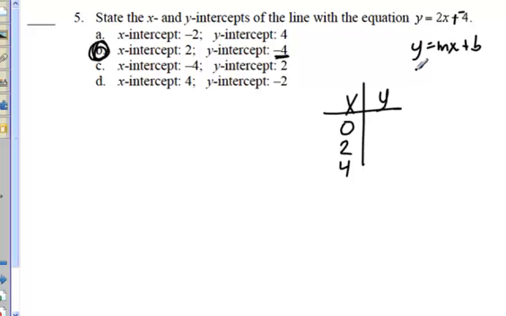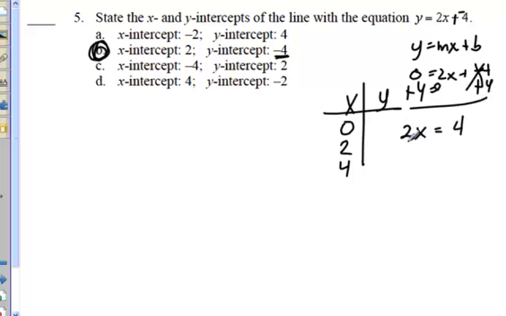So in this case, 0 equals 2x plus negative 4. So I'm going to get the x by itself, so positive 4 on both sides. So I'm left with 2x equals 4, divide by 2, and x equals 2, which of course is right there.